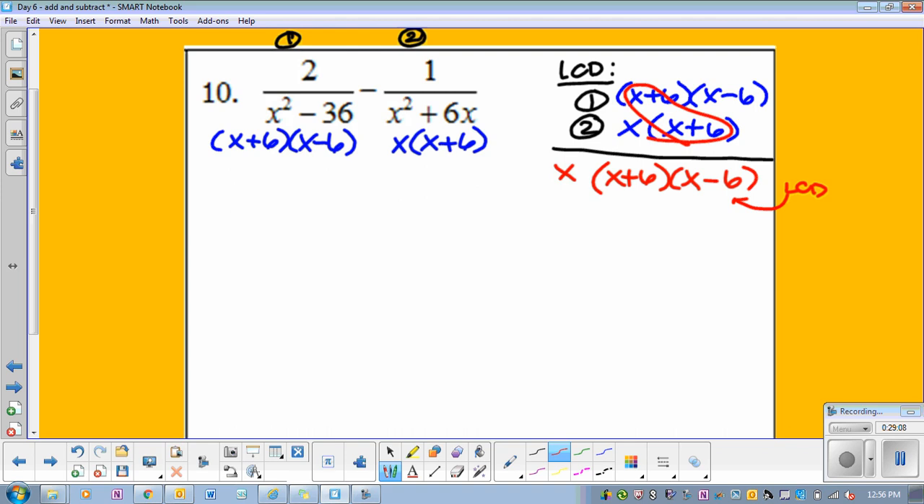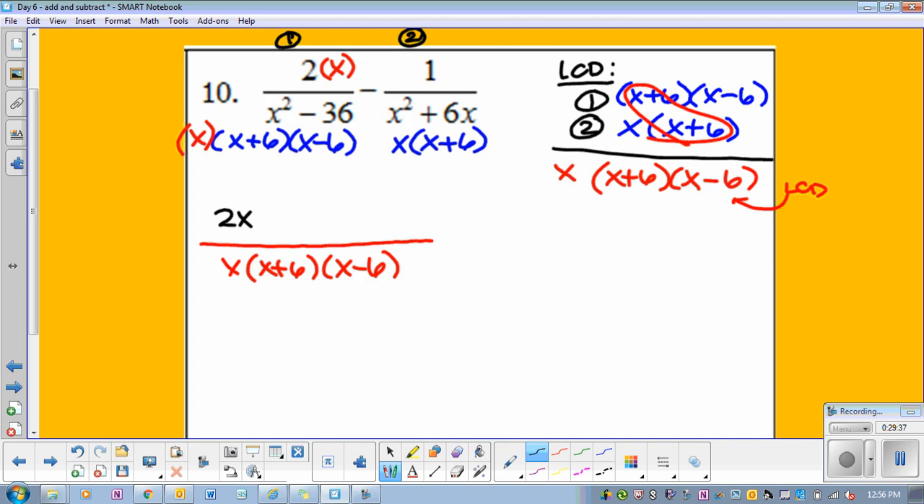So I'm going to draw a long fraction. X times x plus 6 times x minus 6. What is the first one missing? X. Just the x. Good. So whatever you multiply to the bottom, you need to multiply to the top. So 2x, right?